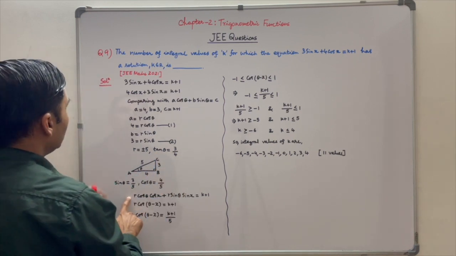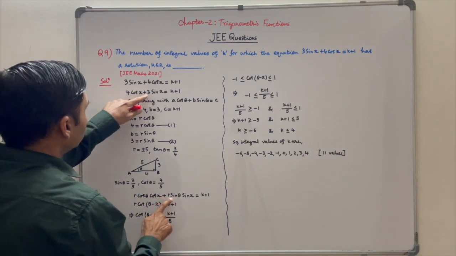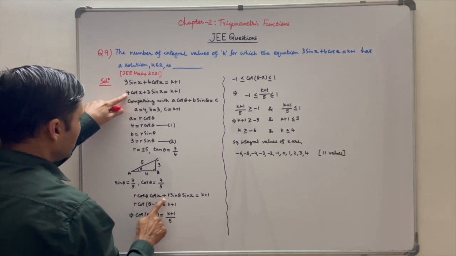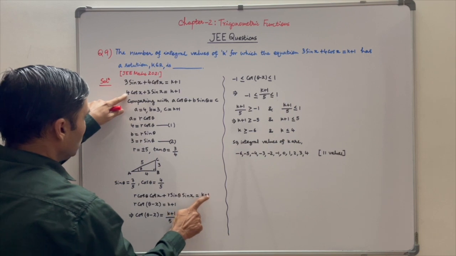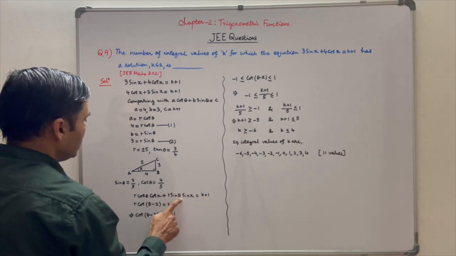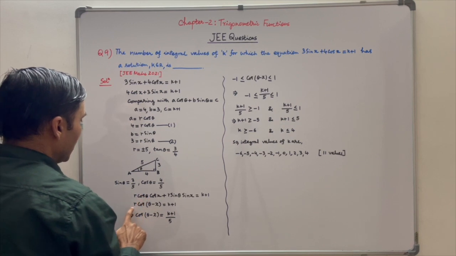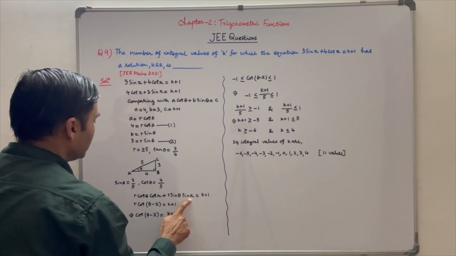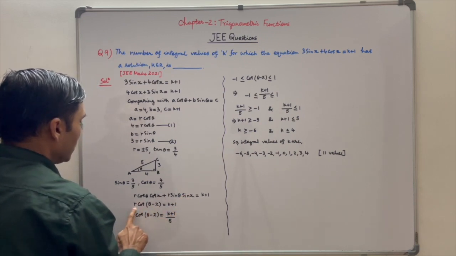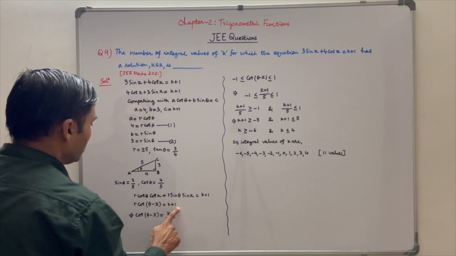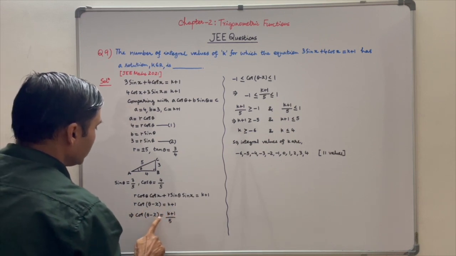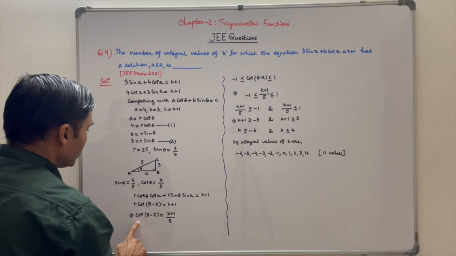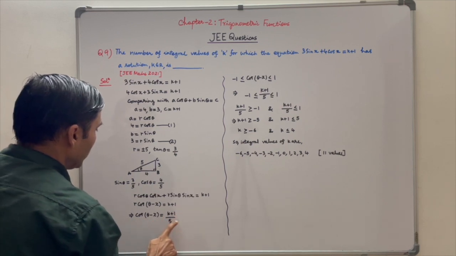Now put a = r cos theta and b = r sin theta in this equation. So this equation becomes r cos theta cos x + r sin theta sin x = k + 1. Take r common in these two terms. So it becomes r (cos theta cos x + sin theta sin x), and that is cos(theta - x). So r cos(theta - x) = k + 1, or cos(theta - x) = (k + 1)/r. Put the value of r as 5. So cos(theta - x) = (k + 1)/5.